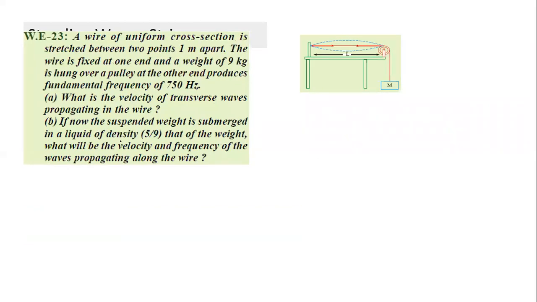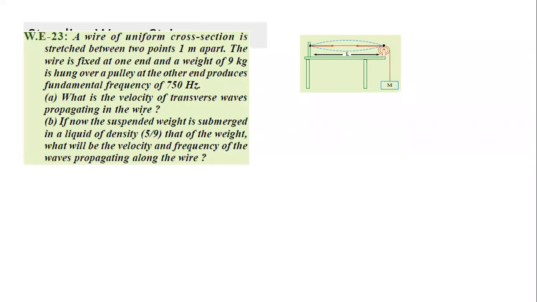In a similar way, let's look at this question also. A wire of uniform cross section is stretched between 2 points 1 meter apart. If you visualize the figure, L is given as 1 meter. The wire is fixed at one end, and a weight of 9 kg is hung over a pulley at the other end. And it produces a fundamental frequency. Fundamental frequency means that between these two fixed points it is vibrating in only half a wavelength, so only one loop will form across the whole length.